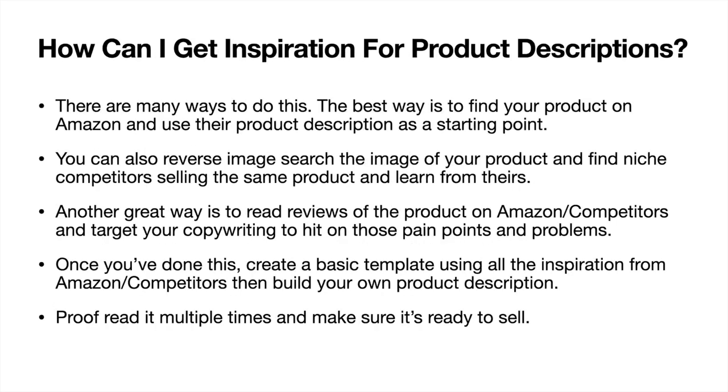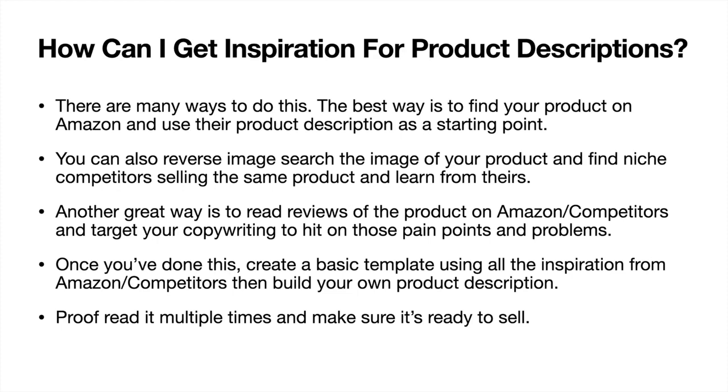How can I get inspiration for product descriptions? So there are many ways to do this. The best way to do this is to find your product on Amazon and use their product description as a starting point. In addition, you can reverse image search the images of your product on Google and find niche competitors selling the same product and learn from theirs. So you can find other people selling the product and use their description as a starting point.